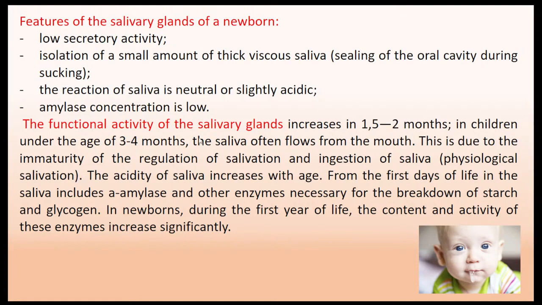The functional activity of salivary glands increases in 1.5–2 months. In children under the age of 3–4 months, the saliva often flows from the mouth. This is due to the immaturity of regulation of salivation and ingestion of saliva, physiological salivation. The acidity of saliva increases with age.